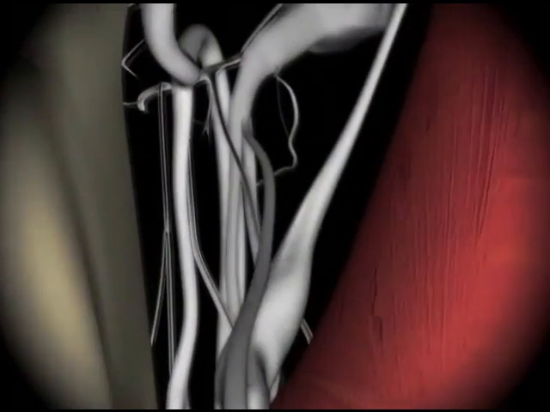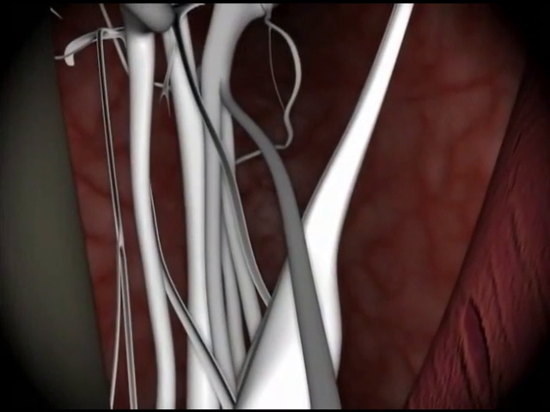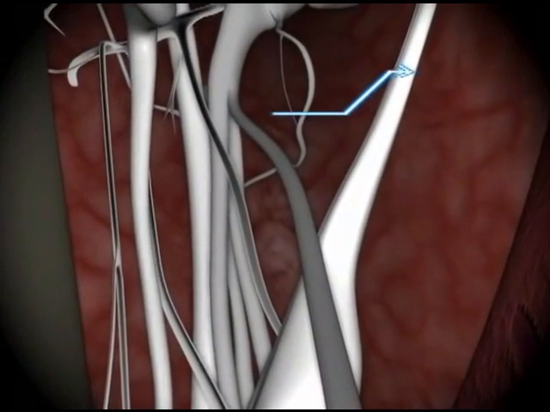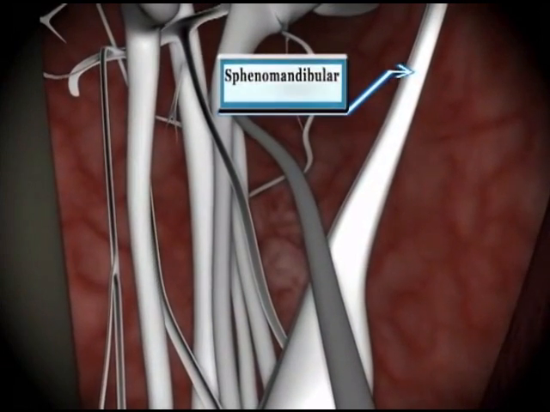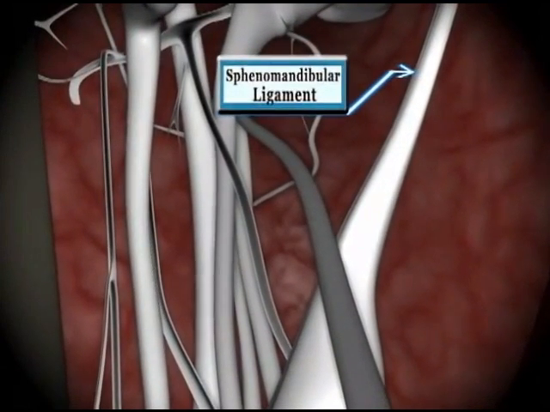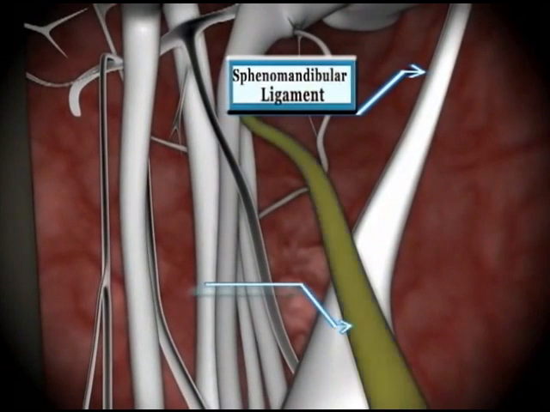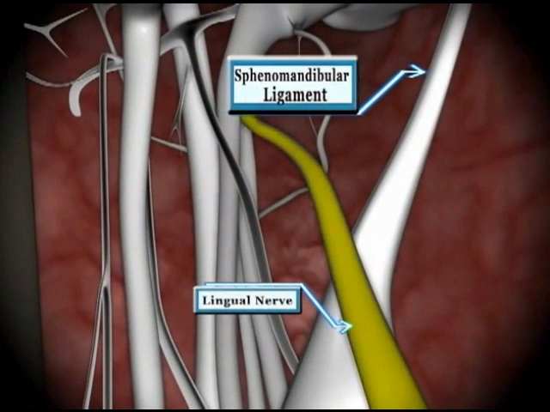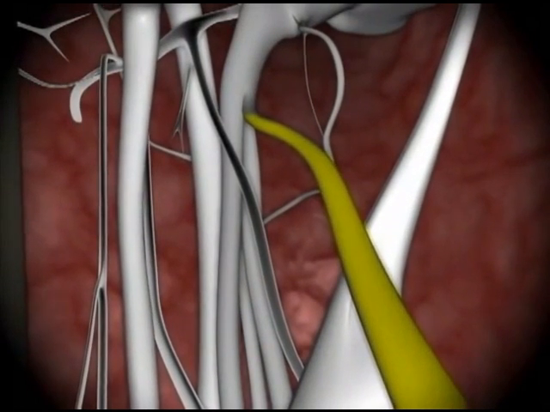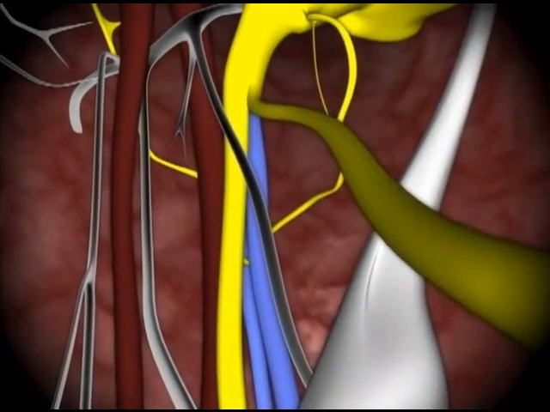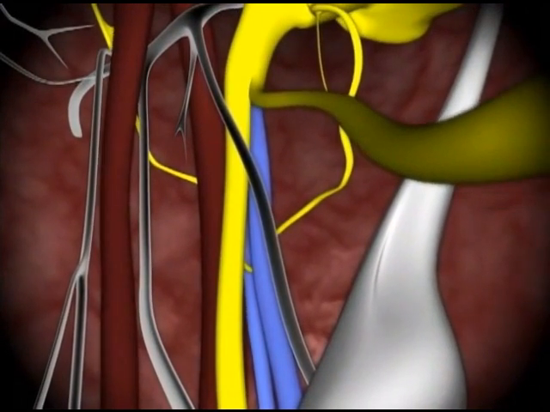Moving further in, we approach the sphenomandibular ligament, which should be to our right, or medial. We don't want to be lateral to the ligament, which could prevent diffusion of the anesthetic into our target, the inferior alveolar nerve. We're just about there. Notice that we are approaching just above the lingual, and the inferior alveolar neurovascular bundle can be visualized.